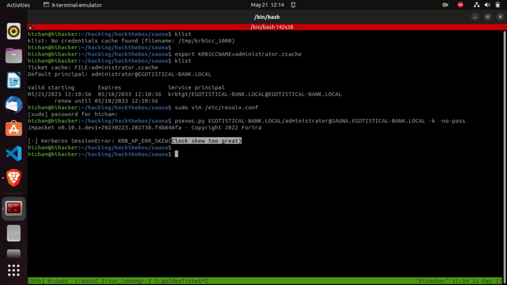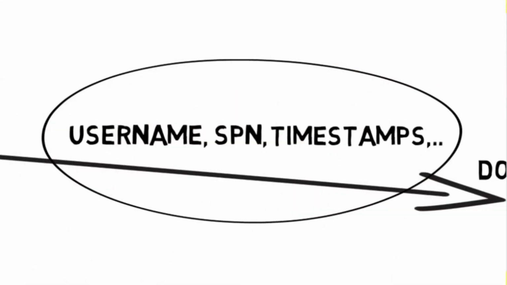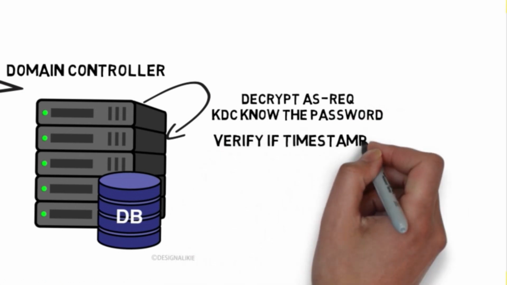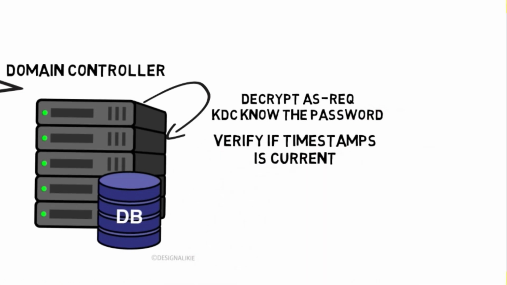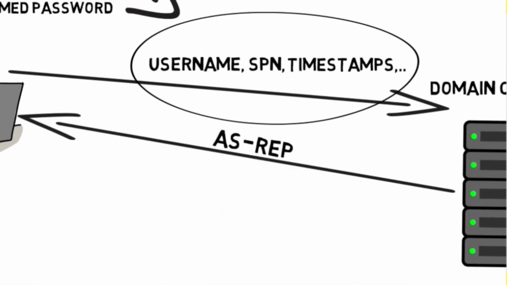Therefore, it's essential to ensure that our system time is closely synchronized with the server. As mentioned in the Kerberos video, the first video of this series, the ticket we sent to the server contains a timestamp. The domain controller verifies the validity of this timestamp, ensuring it's current. If it's valid, the DC will return a ticket granting ticket, a TGT. So we need to have a synchronized time with the server.